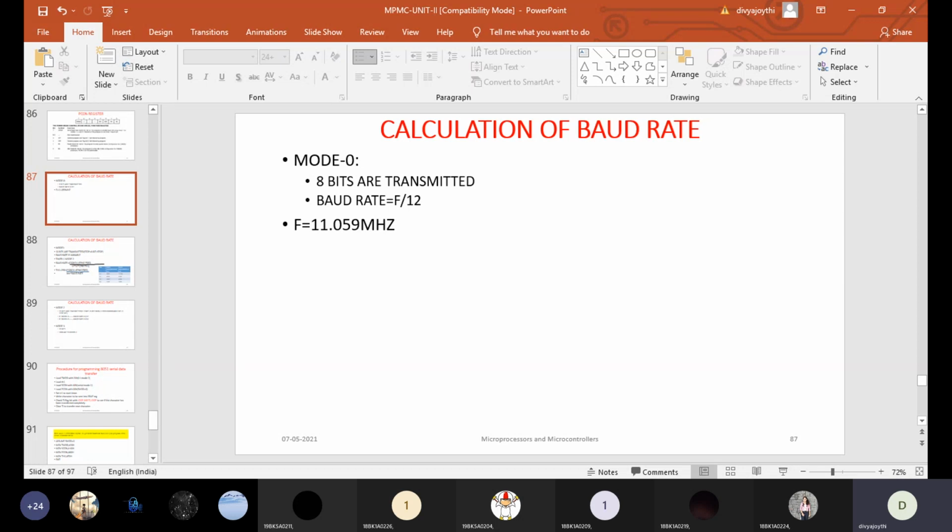So here, two important things you need to remember about mode 0: if you are operating your serial port in mode 0, 8 bits of data are transferred as they are from source to destination, and the baud rate is calculated as f by 12.